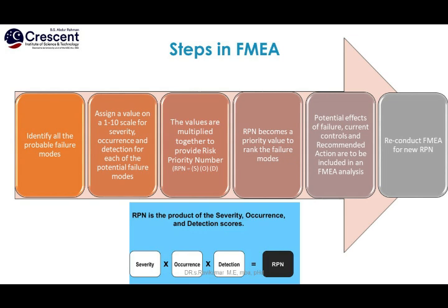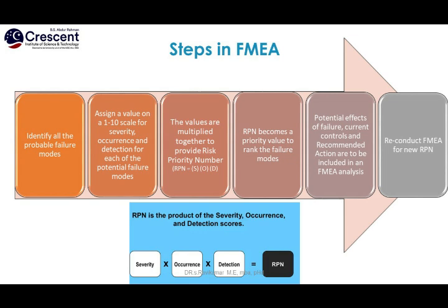After finding this RPN and doing some corrective actions, after implementing the corrective actions also, you have to do this FMEA again to check whether the RPN value has come down. So this is how the three factors are scored. If it is less severe, the rank will be within 1 to 3. If it is very severe, it will be 10.